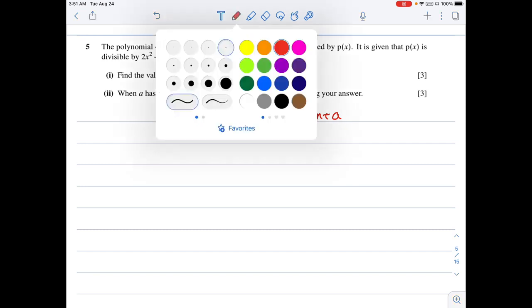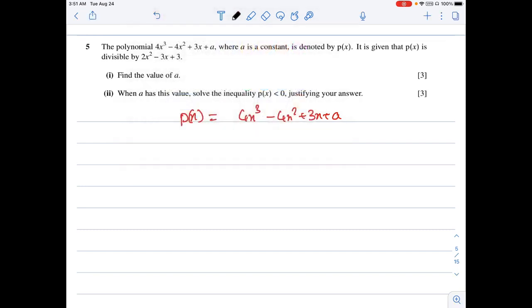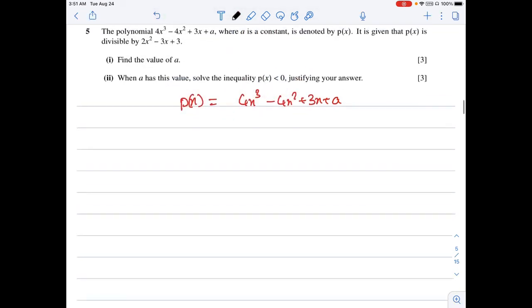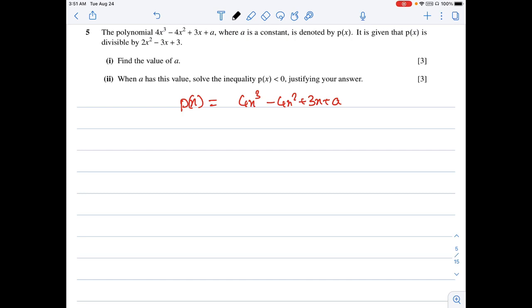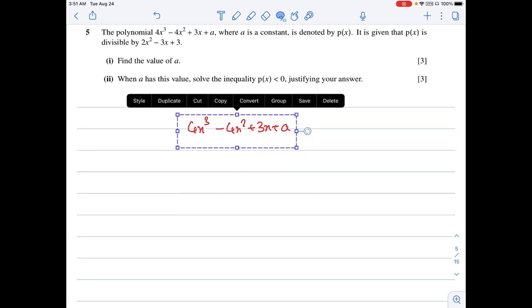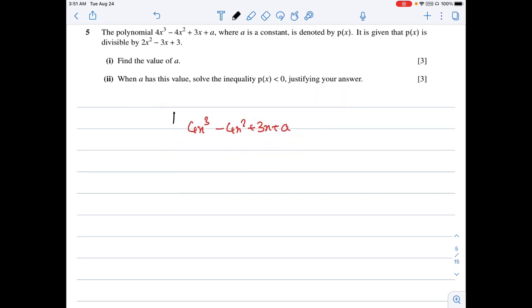So we shall try for the long division. I take this p of x and do the long division. Let me bring this p of x over here and do the long division with 2x squared minus 3x plus 3. So I take the first term inside, first term outside.